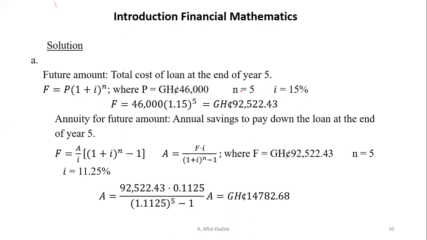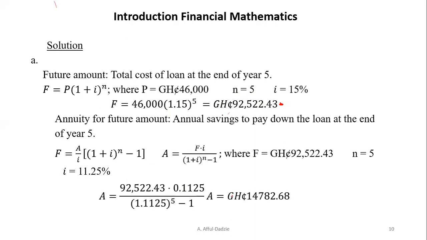Then, having found this amount, we would now find the annuity, that annual payment that we can put in a fund to offset this loan at the end of 5 years. So this is the future value. A, which we don't know. I is 11.25, N is 5 years.